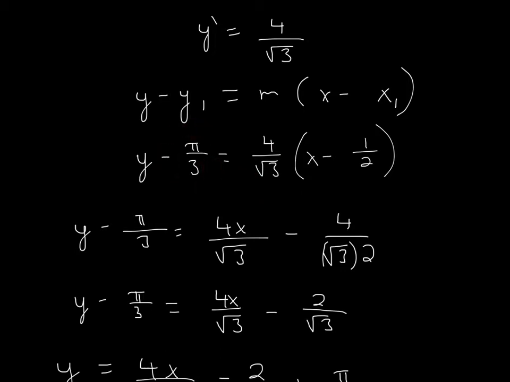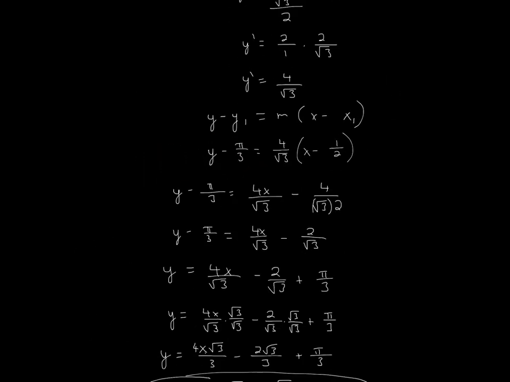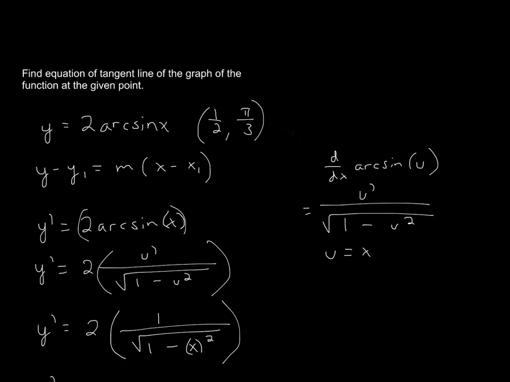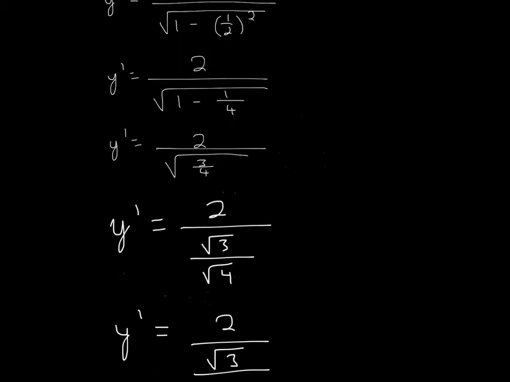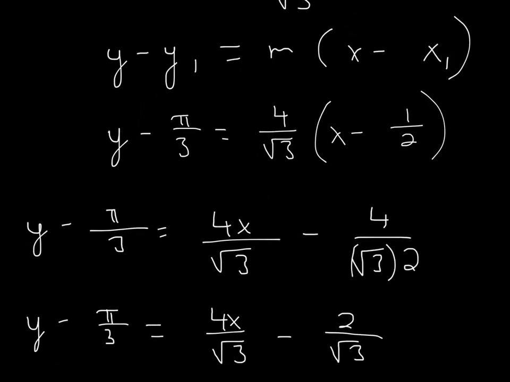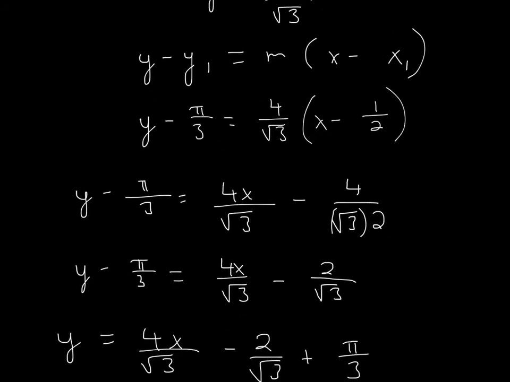And then where did I get these numbers? Well, that was given to us in the original problem. We have 1/2 and pi over 3. So 1/2 is going to be the x, pi over 3 is going to be the y. So going down, that's what I did. I just plugged in for the y, pi over 3, and plugged in for the x, 1/2.